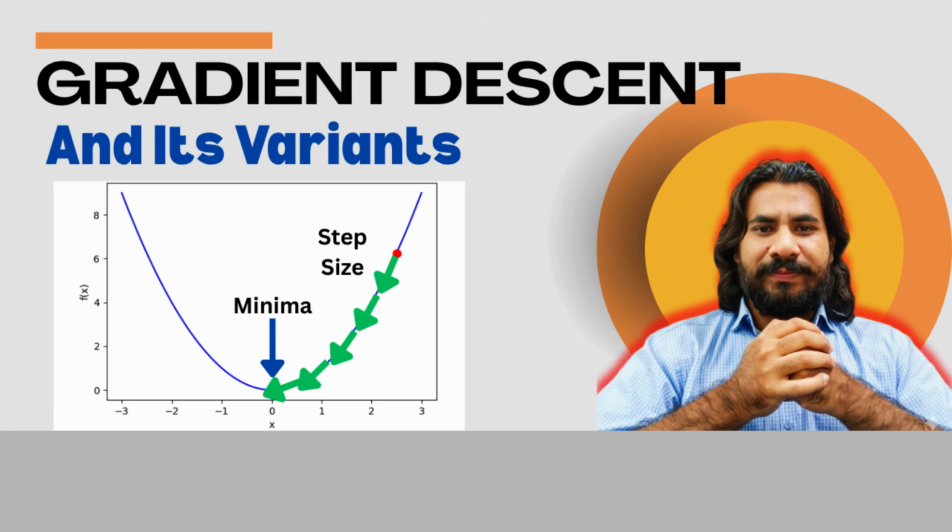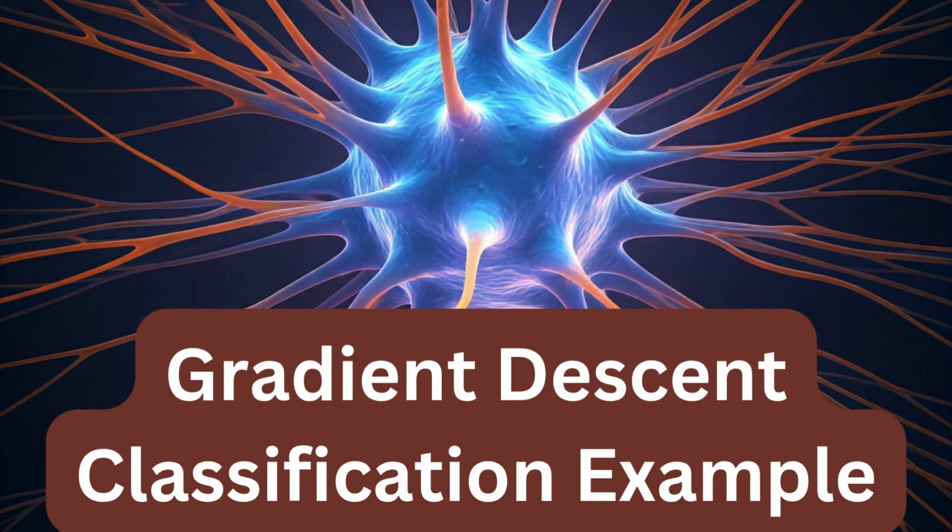In the previous videos we discussed gradient descent and we understood what it does. So gradient descent is an optimization algorithm that helps us adjust the weights of our model to minimize the loss, which in result increases the performance of our model during the training process. Today we are going to discuss gradient descent with respect to a classification problem.